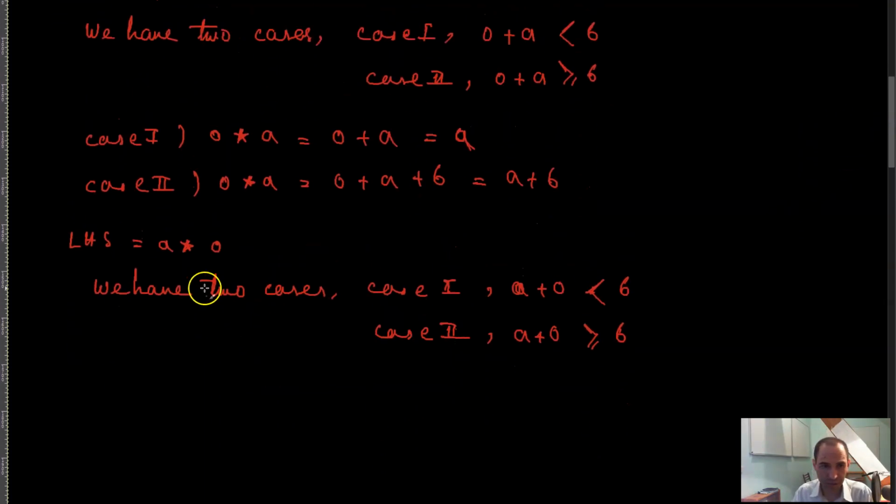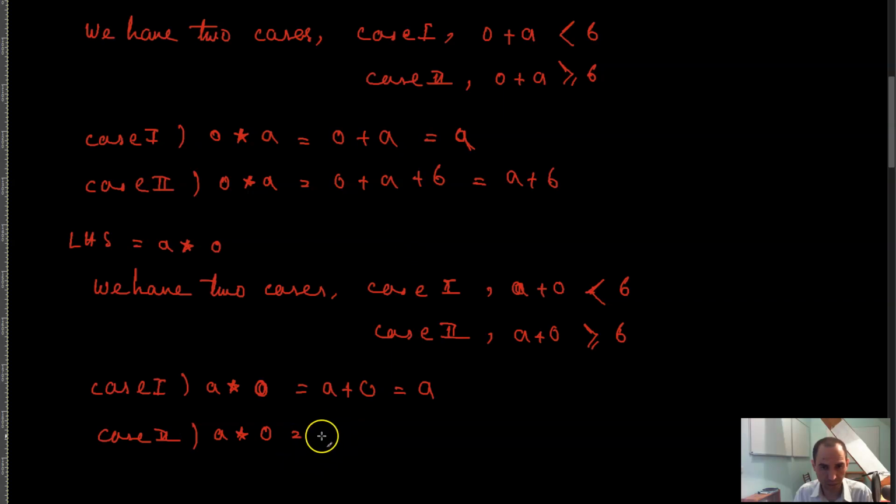Now, in case one, you can say that A star 0 is the same thing as A plus 0, which is equal to A. And in case two, A star 0 is equal to A plus 0 plus 6, which is equal to A plus 6.